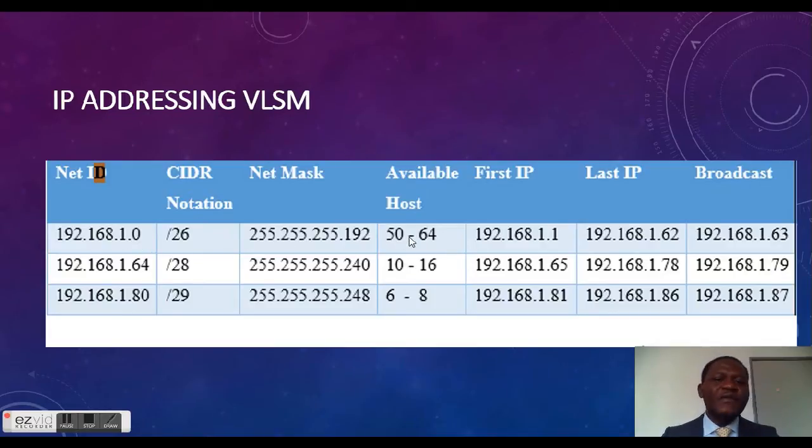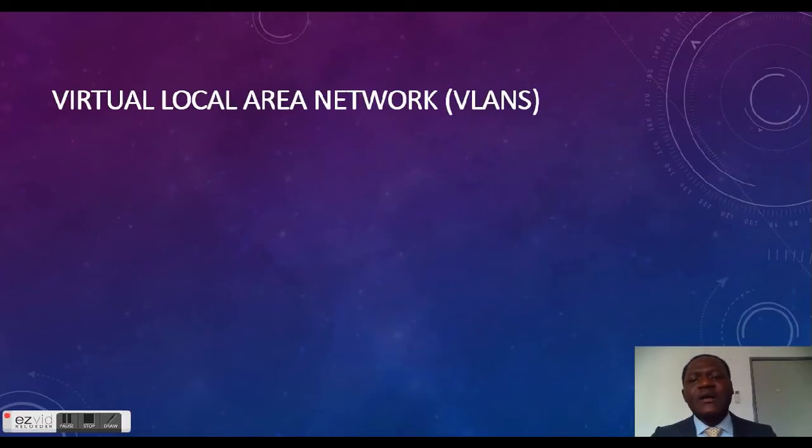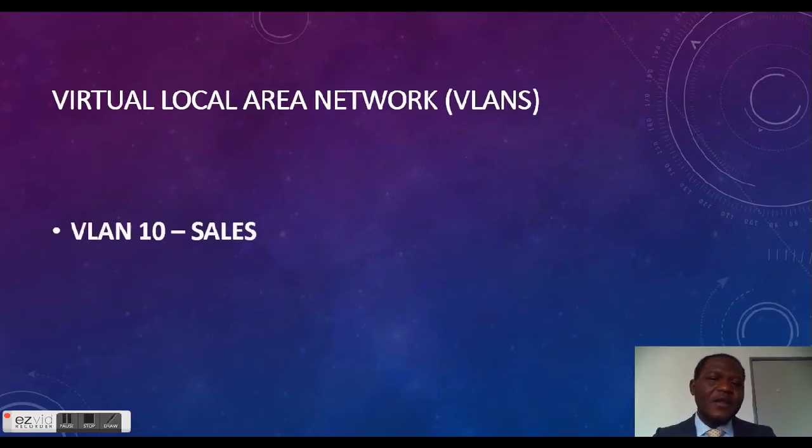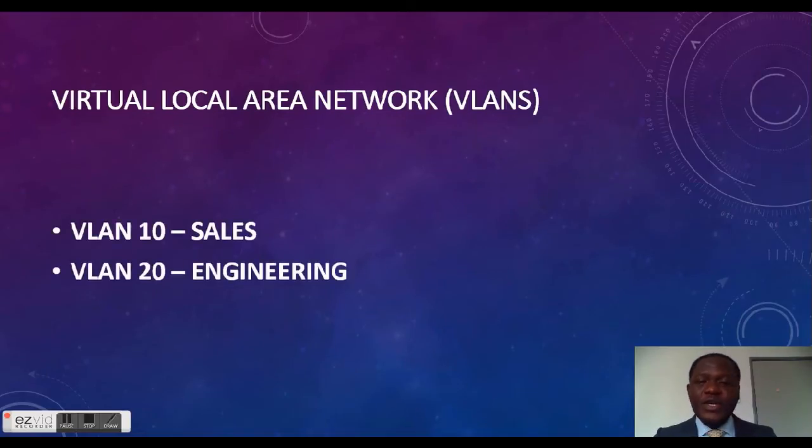So as you can see on the table, we have three net IDs, starting off with 1.0. 1.0 is serving 50 employees in the sales office. However, we have 64, so the 14 will be for scalability and future use. Moving on, we have the 64 and then the 80. We assume that engineering will only need 10 computers or 10 IP addresses, and that the financial office will only need 6.